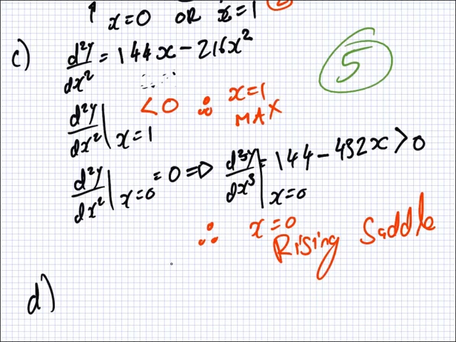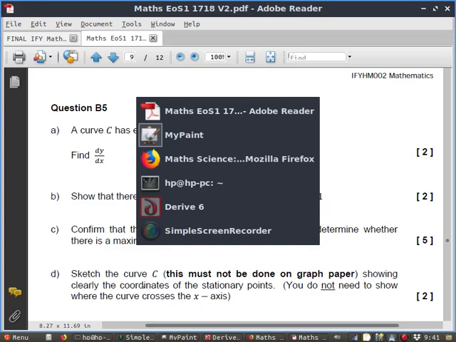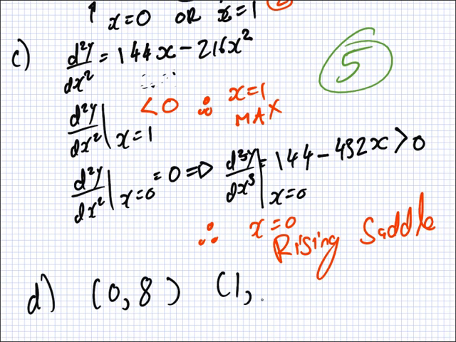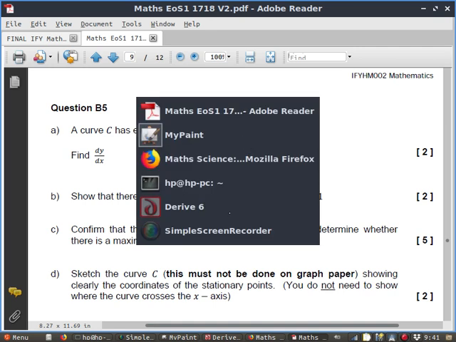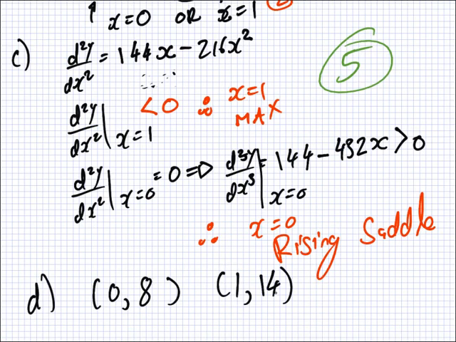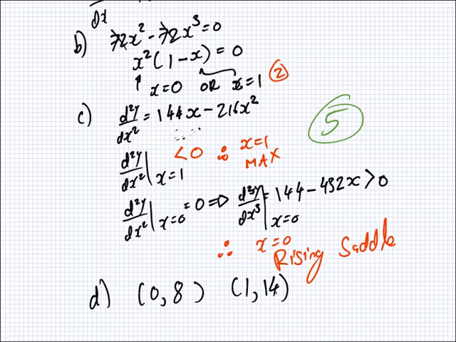Before we do the sketch, we better figure out what those y values are. So when x is 0, what's the y? That will be obviously 8. And when x is 1, what's the y? That'll be 24 minus 18 is 6. 14, is it? Not done? A class full of students with calculators. Is it 14? Yeah. Is that okay? Right, let's make the sketch.